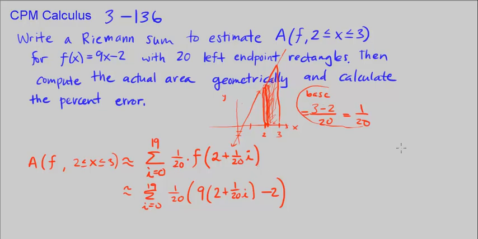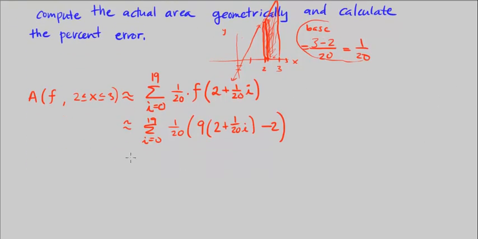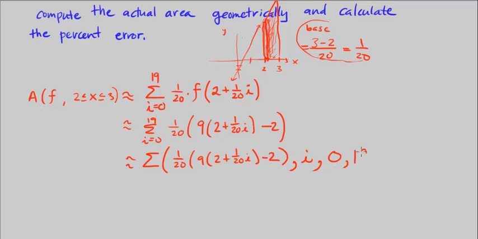So how do we put this in our calculator? Well, I'm going to write it right here. Basically, you use the sum function and write the expression here. So that's going to be 1 over 20 times 9 times 2 plus 1 over 20i minus 2, close the parentheses, comma, the variable we're using, I, comma, the start or the low, 0, the stop or the high, 19.